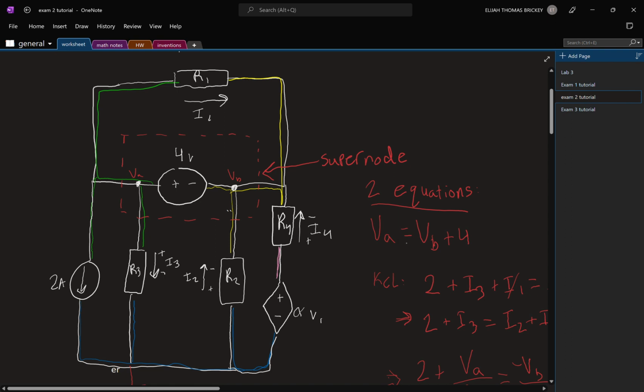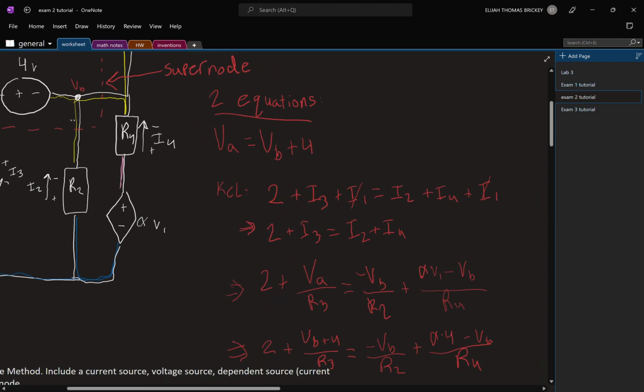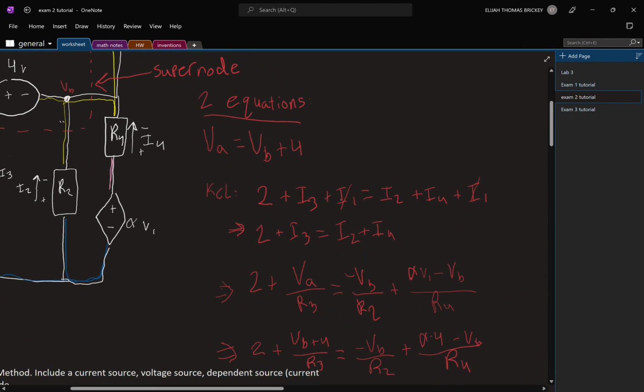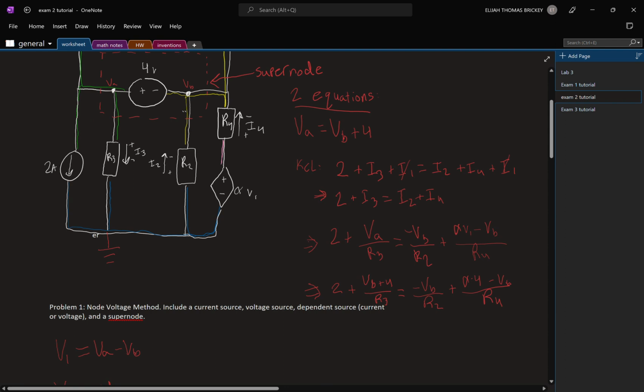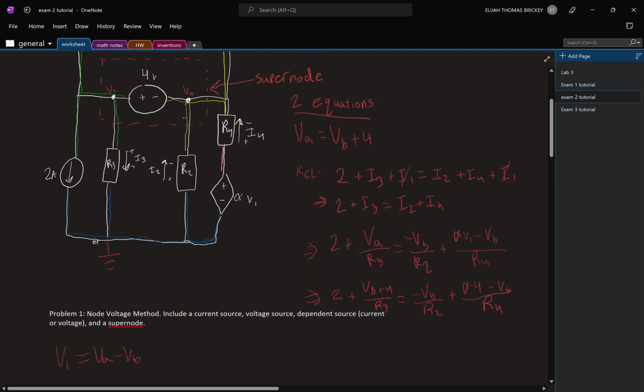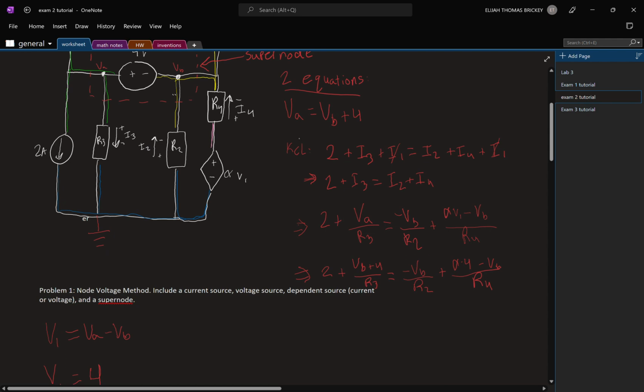The first equation is VA equals VB plus 4, which is the voltage drop. And use a KCL, which ended up being 2 plus I3 plus I1 equals 2 plus I4 plus I1. The I1s cancel out. It's 2 plus I3 equals I2 plus I4. And I substitute it for the IR versions, V over R. And that is the simplified version of the KCL.